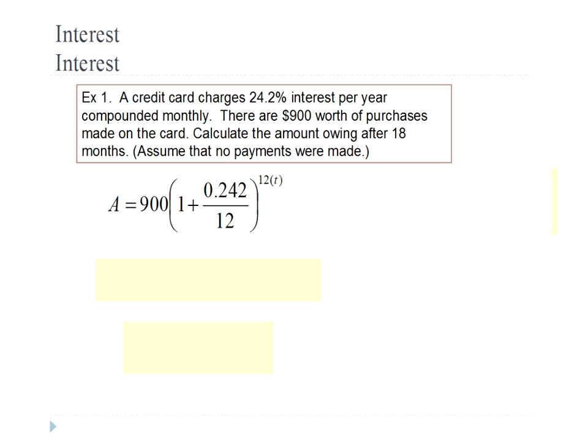having this equation. The 900 is what I started with. The 0.242 is the interest rate in decimal form. The 12 occurs in 2 spots because we're talking about a monthly occurrence for the interest. So we can simplify this. Take as many decimals as I can. You'll notice that we're looking for 18 months.